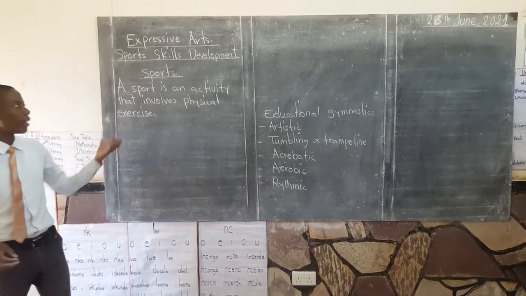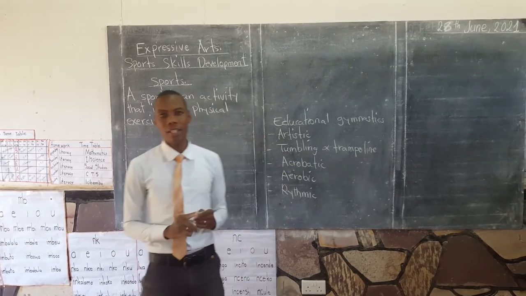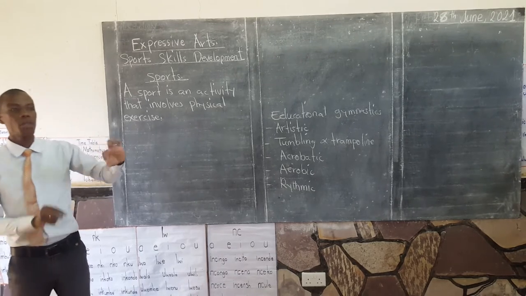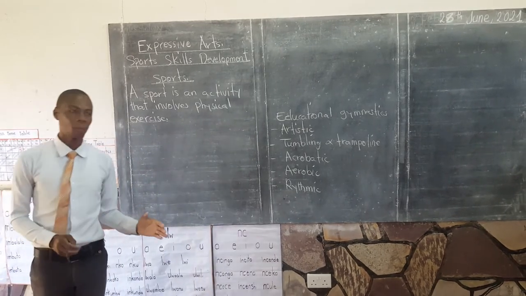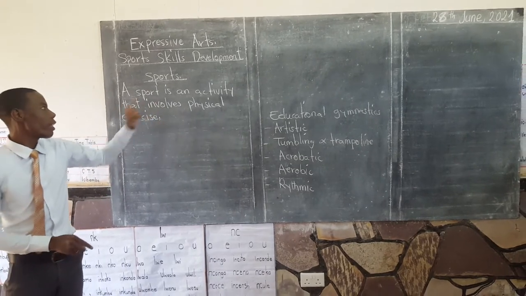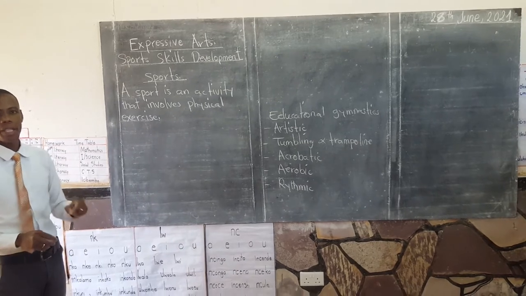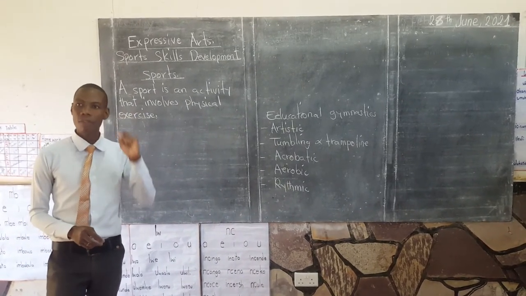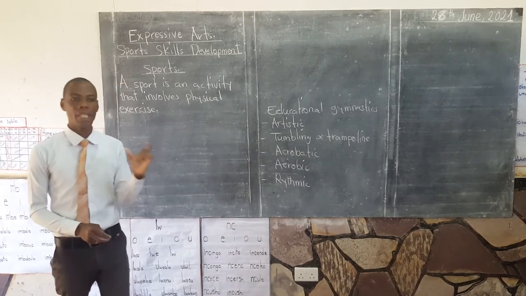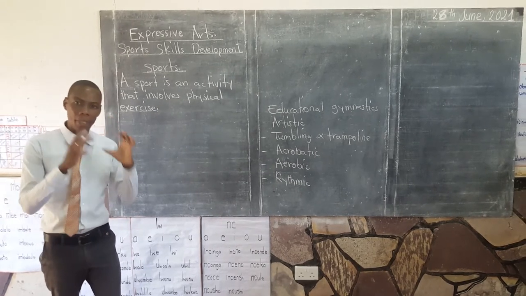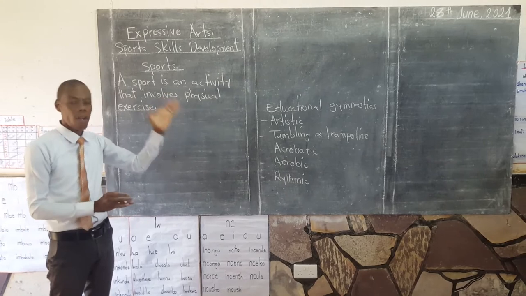So what we are simply saying is that these sports activities involve the use of skills. Are we together? You as an individual or you as a team have to use certain skills in order to compete, or if you just want to do it for leisure. So two things about sport. One, it is an activity that involves physical exercise. Two, it involves the use of certain skills in which a team or an individual competes or does it just for leisure. Such an activity is known as a sport or sports.